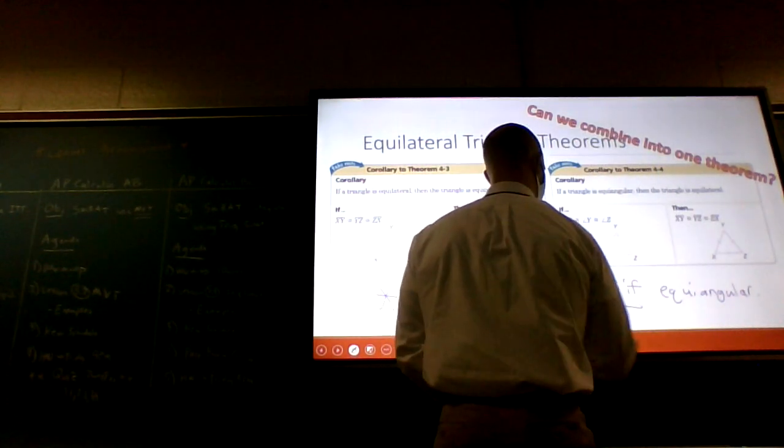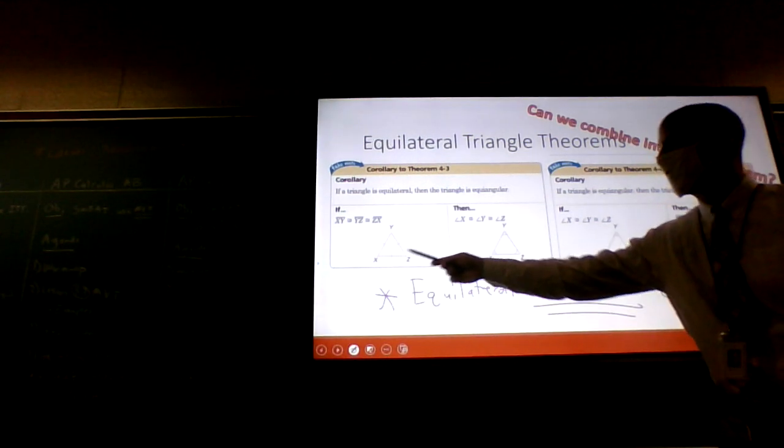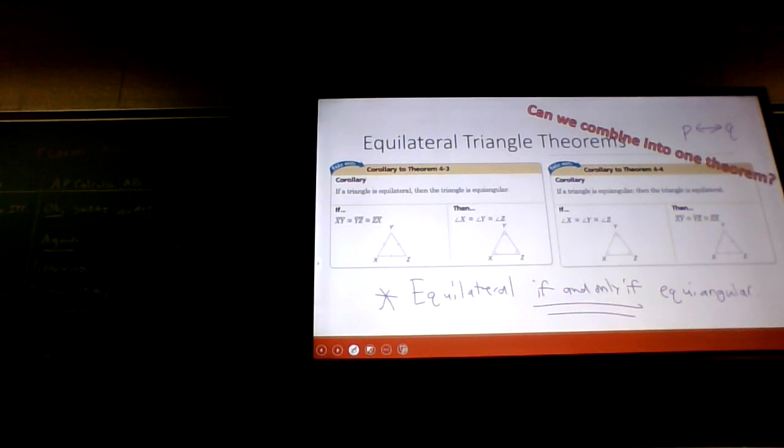Period. Keywords: if and only if. If you remember back when we did our logic section, this looked like this. Instead of just P arrow Q, it was P double arrow Q. So the first theorem over here is actually called a corollary, which is kind of like a mini theorem. The corollary basically says, if it's equilateral, then it's equiangular. And then this theorem over here says, if it's equiangular, then it's equilateral.